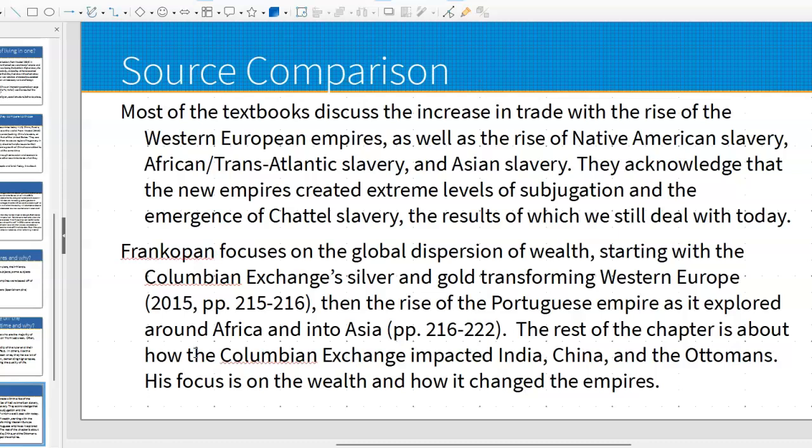They acknowledge the new empires created extreme levels of subjugation and the emergence of chattel slavery, the results of which we still deal with today. And that would be racism, that would be social, economic and political inequality, even in modern cultures that profess to be trying to get past these. These things still exist. And they're all based on the chattel slavery that evolved in this period.